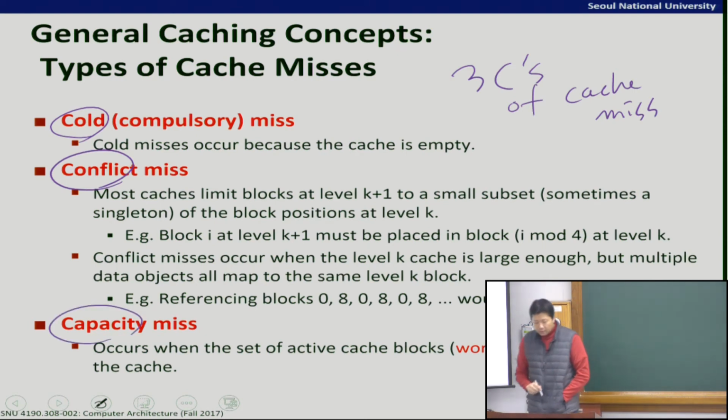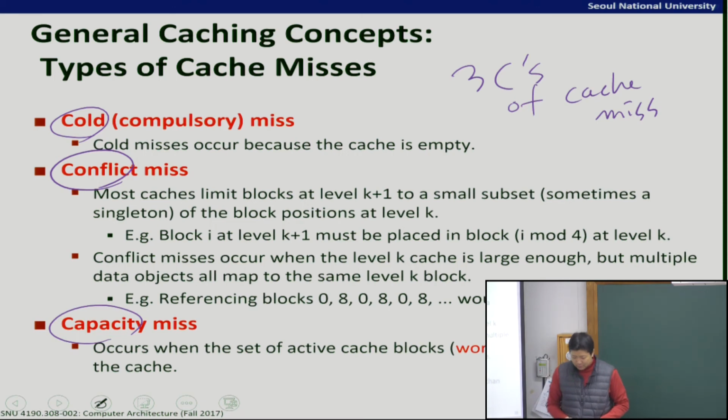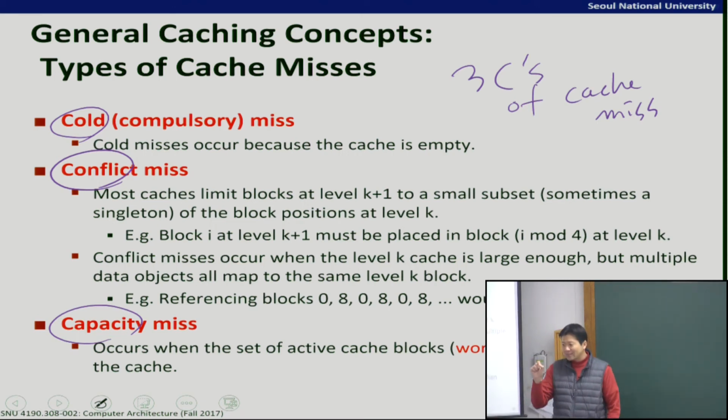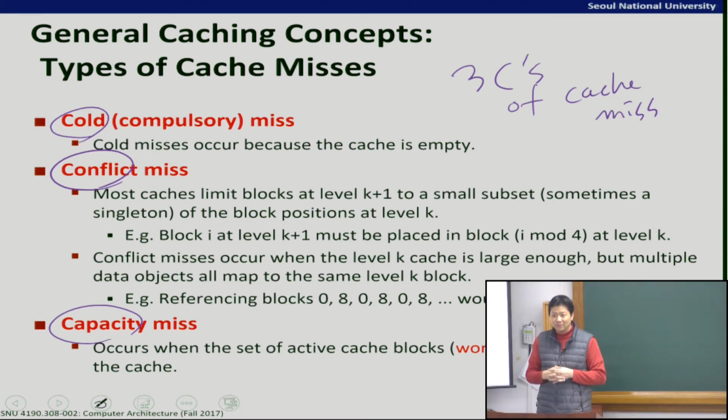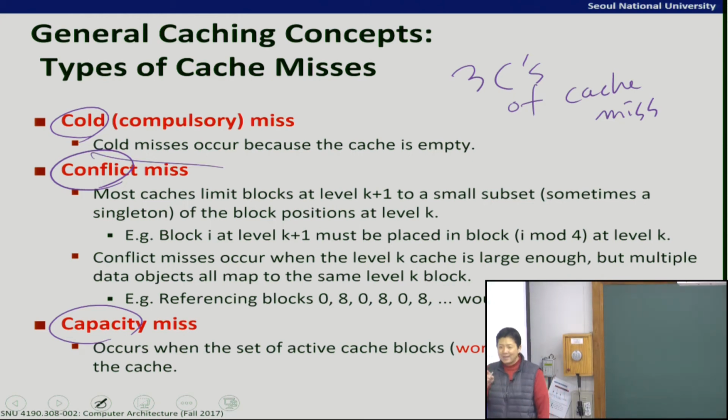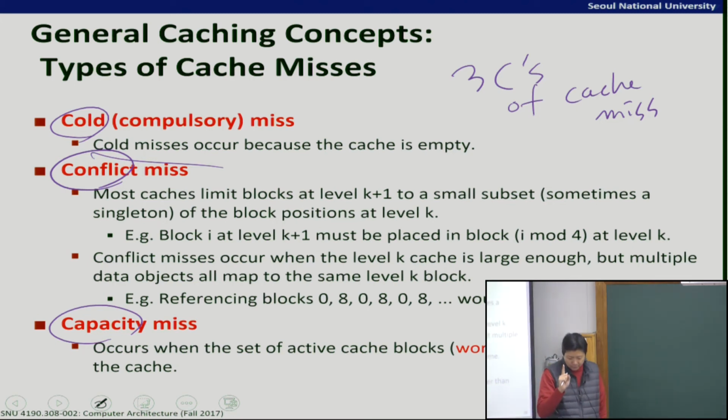Okay. The cold miss is, of course, whenever you first access any block, there should be a cache miss, right? Because initially the cache is empty, right? And whenever you have to place a certain block into the cache, you have the cache miss first. In the first access to the block, you always have a cache miss. So this is called a cold miss, because a cold miss occurs because the cache is empty, and the first access to any block causes a cache miss. That's cold miss. That's the first C.